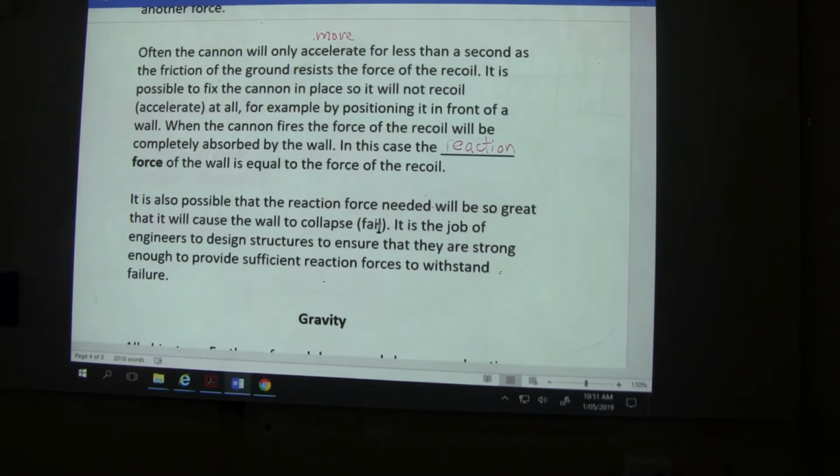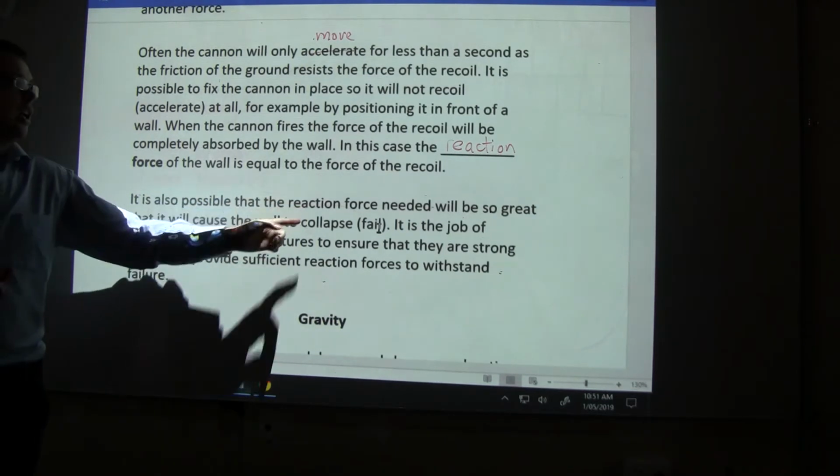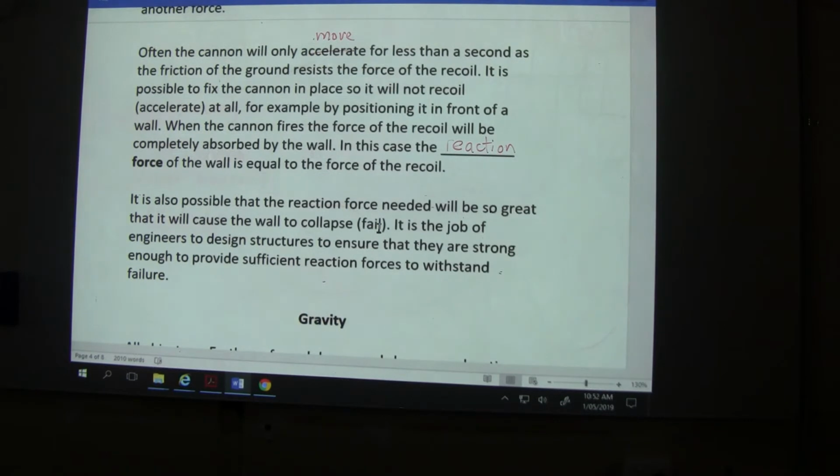The wall can take that force. It can absorb that amount of force. It can provide a reaction force that is big enough for it to not break. But it is also possible that the reaction force needed is so big that the wall can't produce that much force, and it will break, it will fail.